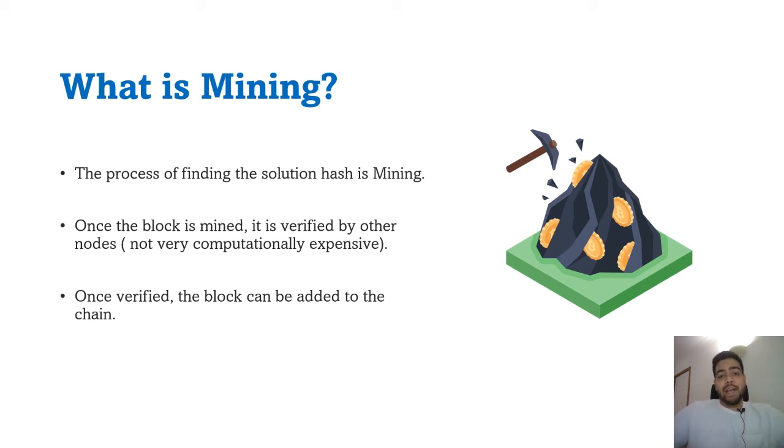Once a block is mined, or in easy words, the transaction is deemed valid, this nonce is spread to all the other nodes, and they verify whether this nonce is right or not, and whether the computer has found the solution hash or not. And this is not very computationally expensive, because now they don't have to calculate the nonce. The nonce is already calculated. They just have to add it with the data, pass it to the SHA-256 algorithm, and see whether the solution hash has 4 zeros in the front or not. And once verified, this block can be added to the blockchain.